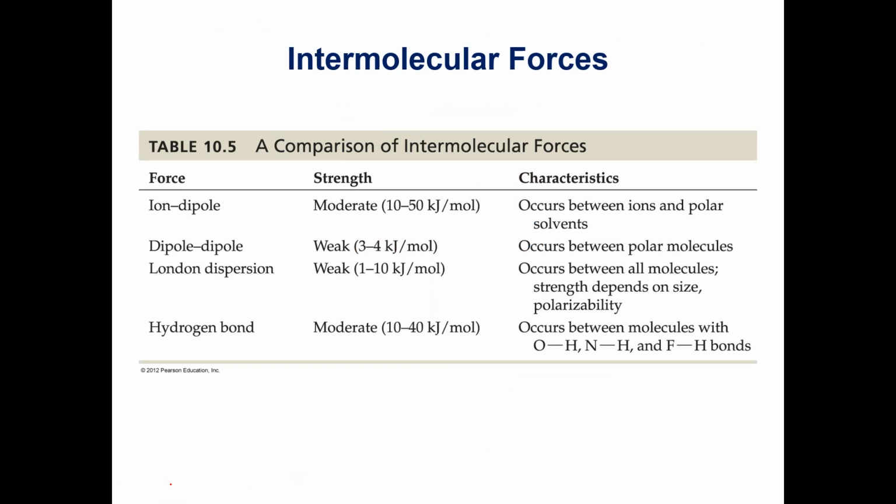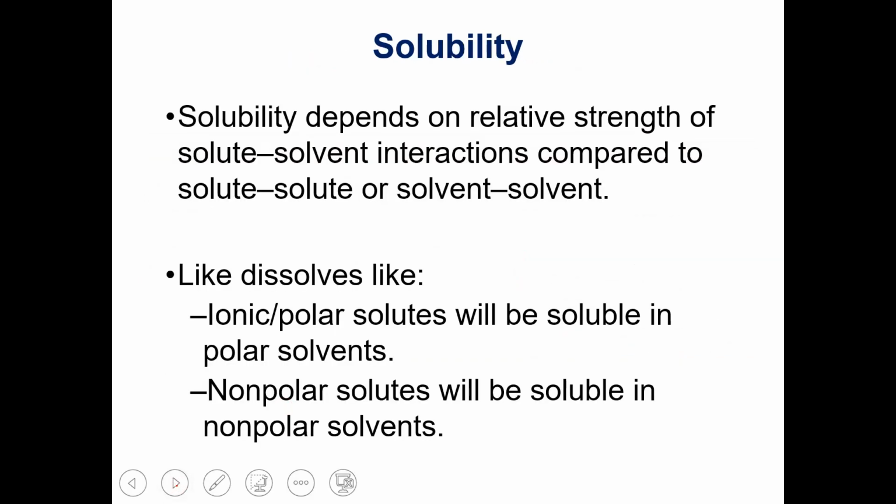Okay, so this puts that in table form. London dispersion is our weakest. That occurs between all molecules, but nonpolar molecules can only have London dispersion forces. Then we have dipole-dipole, which is slightly stronger, and then hydrogen bonding, which only occurs with molecules that have oxygen, nitrogen, or fluorine. And then, of course, we have ion dipole forces when we have ions.